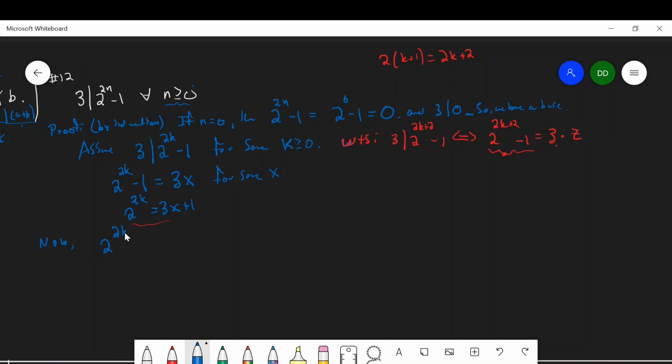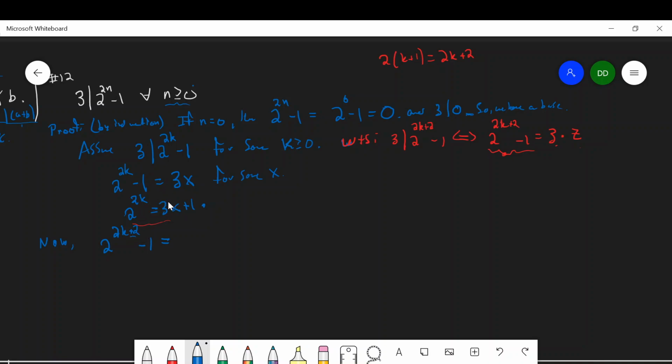2 to the 2k plus 2 minus 1. Well, all right, how else can I write this? Really I'm looking for a way to involve my induction hypothesis, the fact that 2 to the 2k is 3x plus 1. So how can I just get 2 to the 2k? Well, I want to get rid of this plus 2 here. I don't like that plus 2.